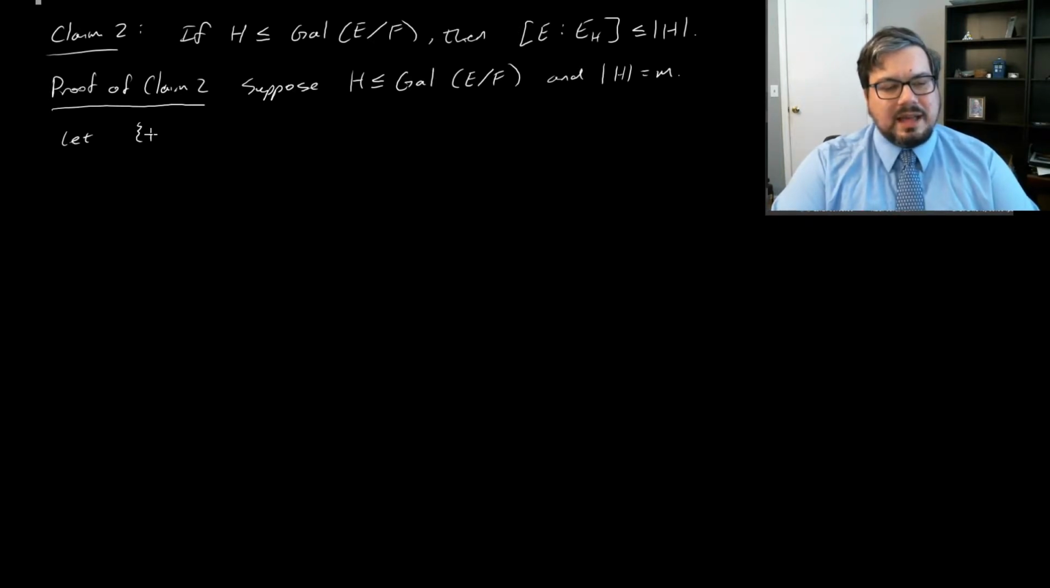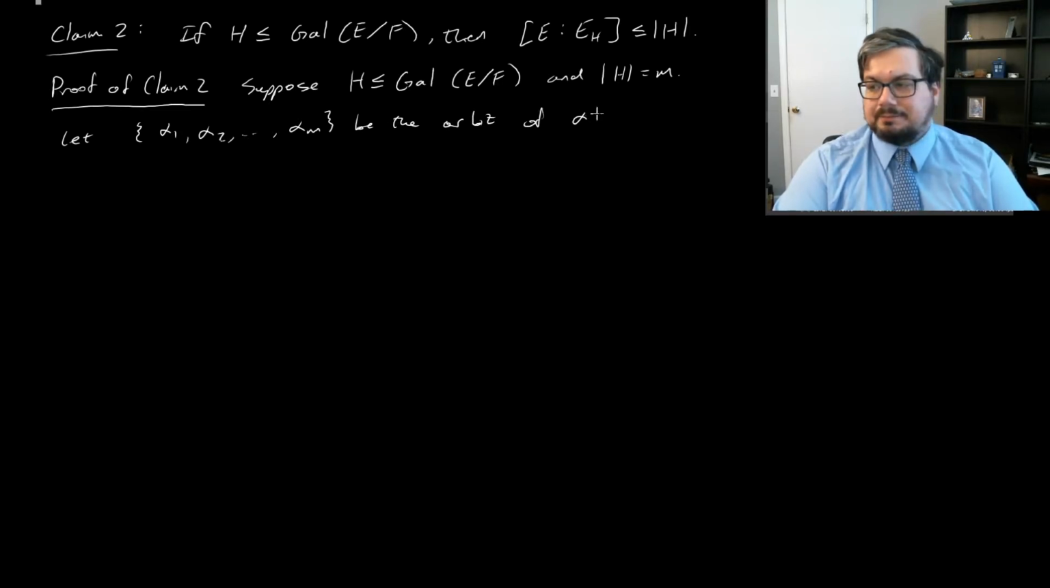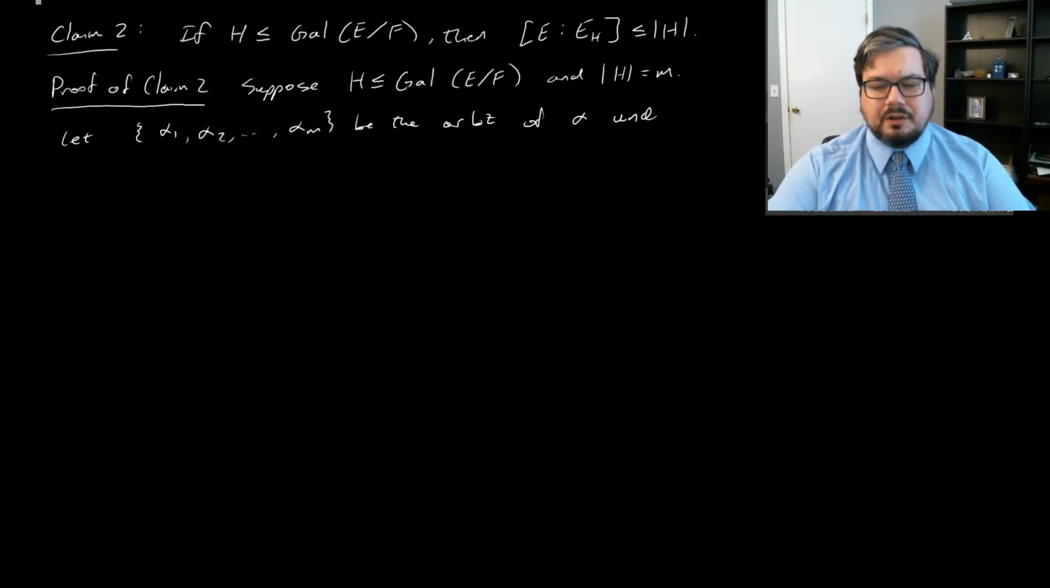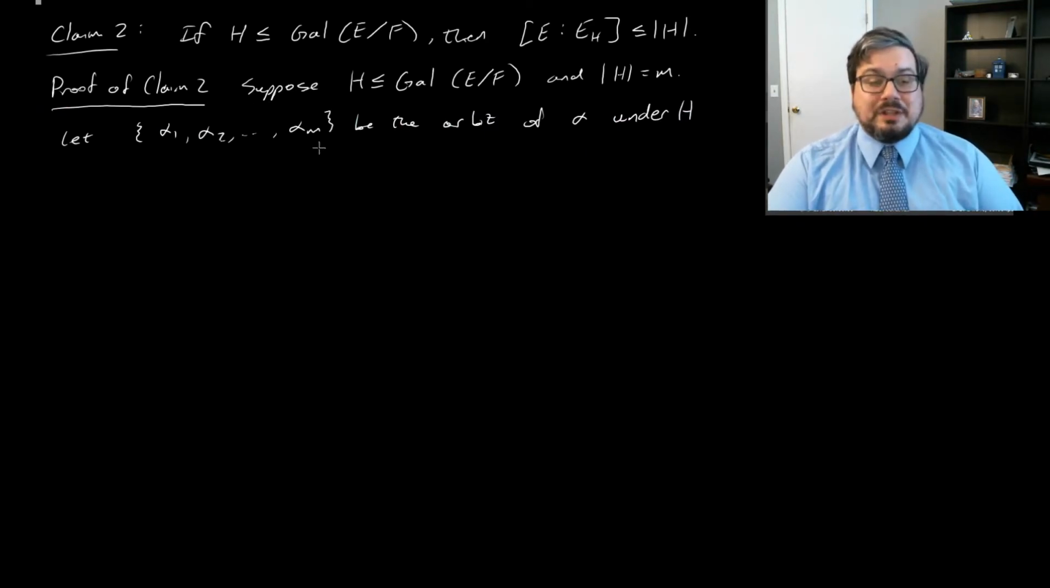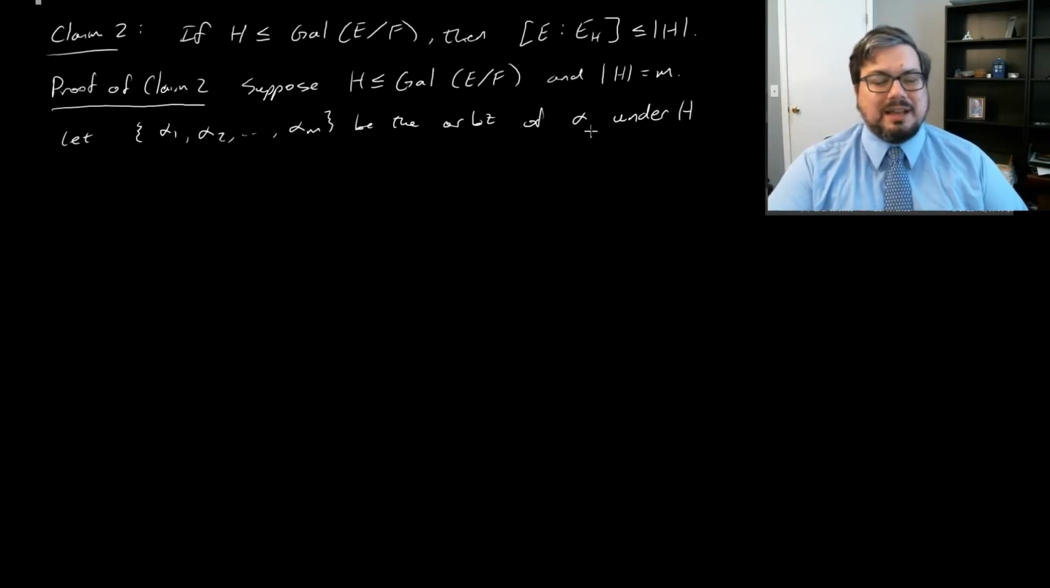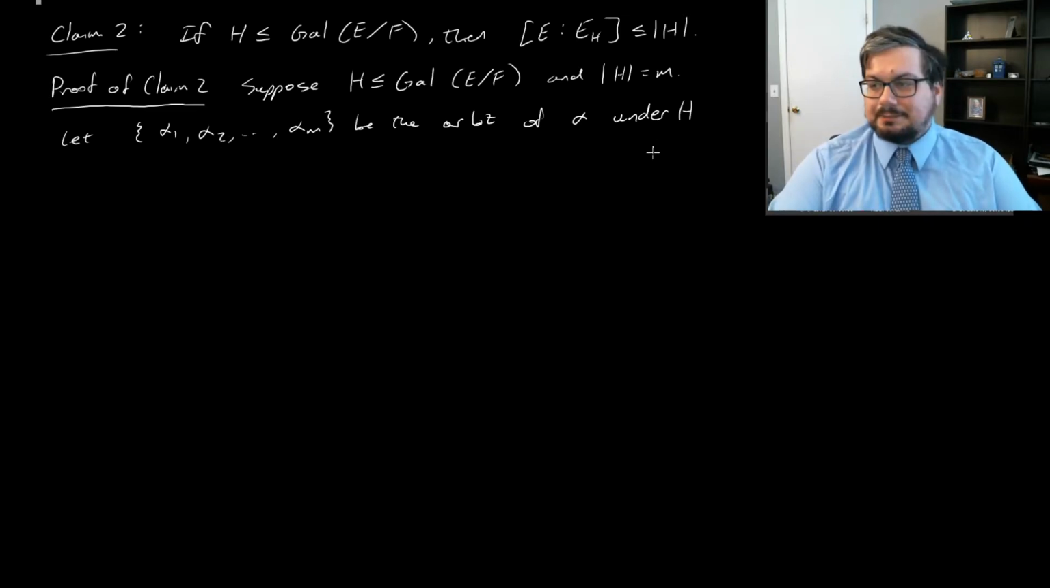So now let's let alpha 1, alpha 2, up through alpha M be the orbit of alpha under H. So in other words, it's the set of all the images that you get when you take something in H and apply it to alpha. So alpha is certainly going to be one of these because the identity element belongs to H, but there could be other ones. Also, there could be repetitions inside this list.